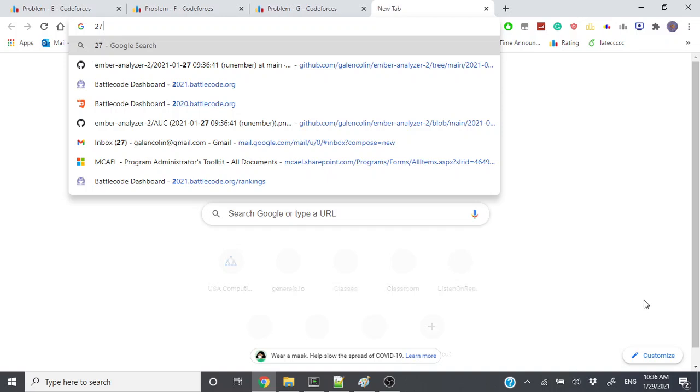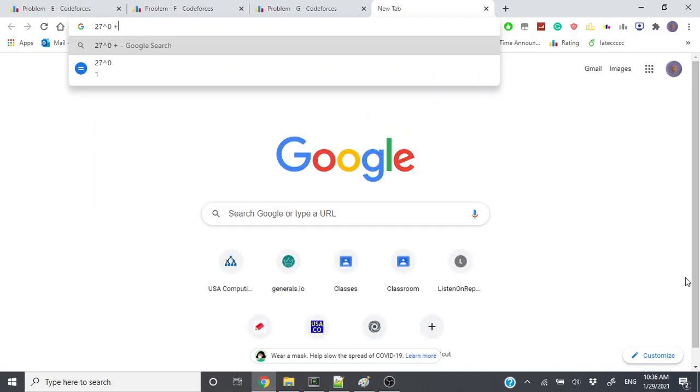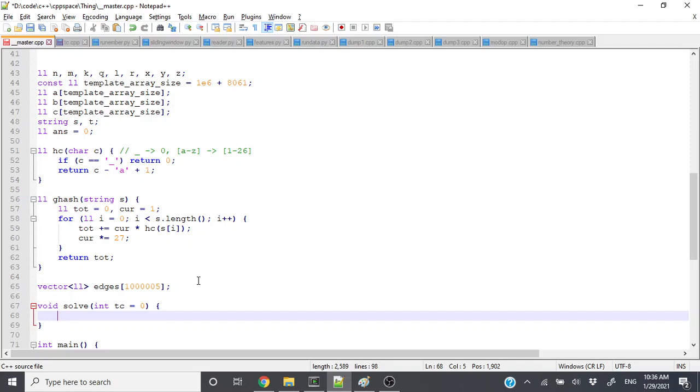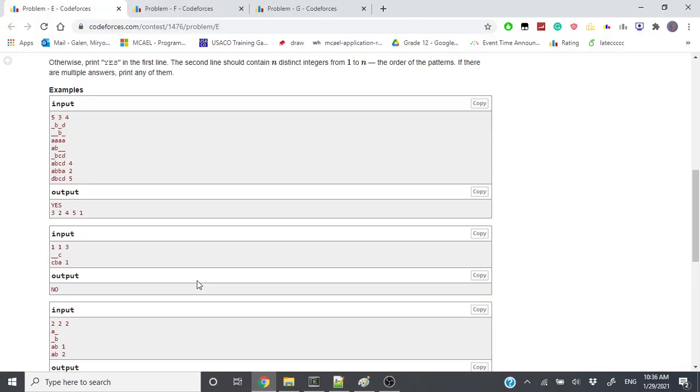Actually, wait, just to make sure. 27 to the 0 plus 27 to the 1 plus 27 to the 2 plus 27 to the 3. Yep. I don't know why I'm checking that. It sort of makes sense that that would work, but whatever. Okay, so last time I tried doing a hashing problem, I screwed this up. But this works because the strings are at most length 4. There are no characters we don't care about. I remember I got hacked on the last round because of a stupid hashing mistake I made. But this should work. Don't see why it wouldn't work, therefore it must work. That's a perfect proof.